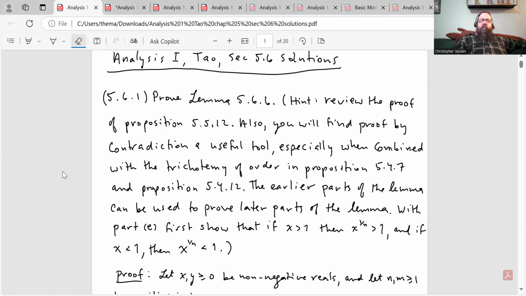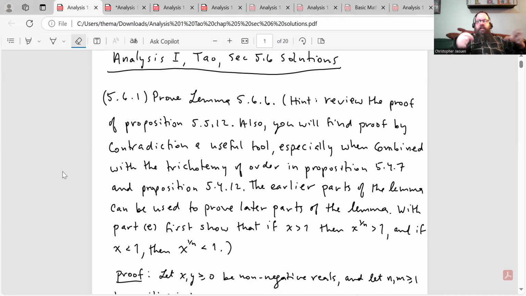Also, you'll find proof by contradiction a useful tool, especially when combined with the trichotomy of order in proposition 5.4.7 and 5.4.12. The earlier parts of the lemma can be used to prove later parts of the lemma. And then finally, with part E, first show that if x is greater than 1, then x to the 1 over n is greater than 1. And if x is less than 1, then x to the 1 over n is less than 1. We have to break it up into those two cases.